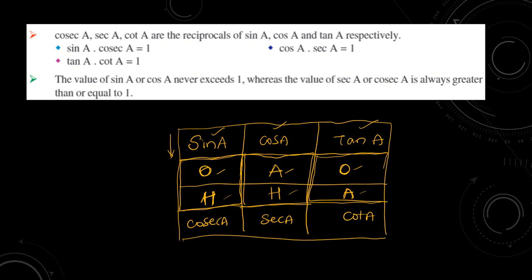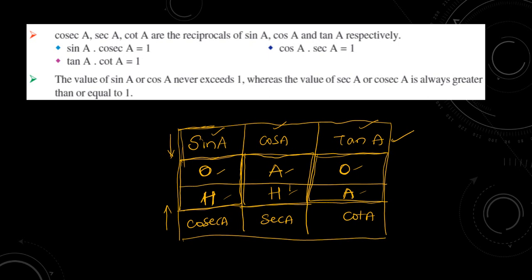So likewise we can remember. And if you want their reciprocals, simply read it in the reverse order. Cosecant A means H by O, secant A means H by A, cot A means A by O. So likewise you can simply remember by drawing this table. This table totally contains the trigonometric ratios and their definitions.